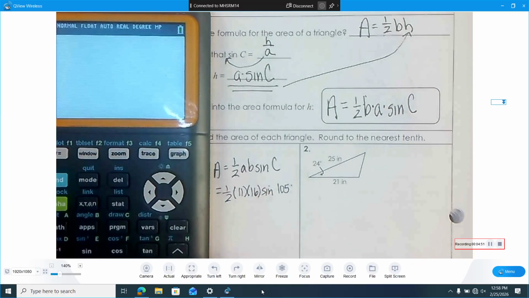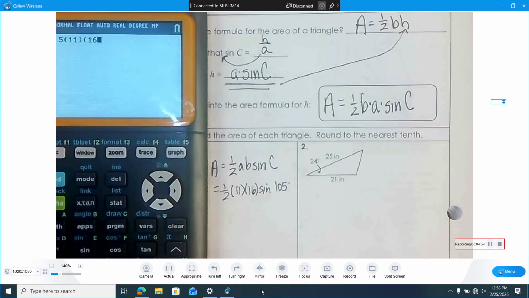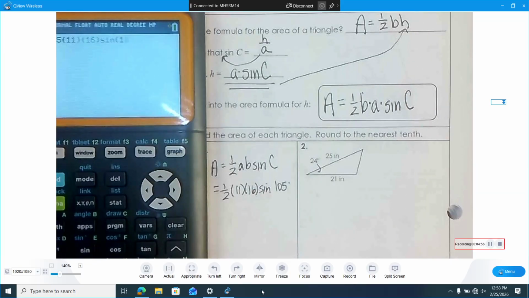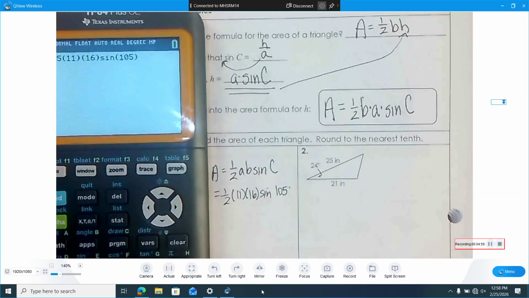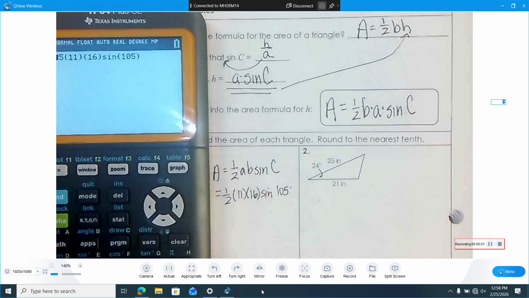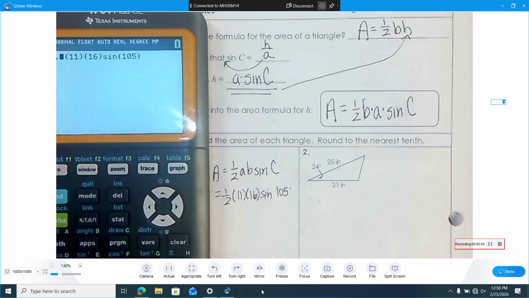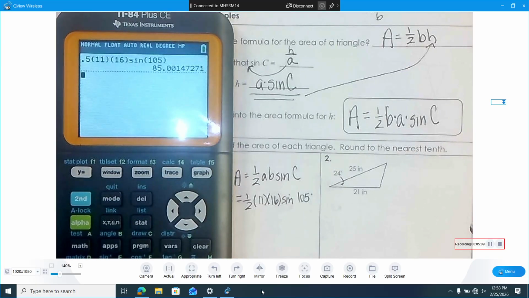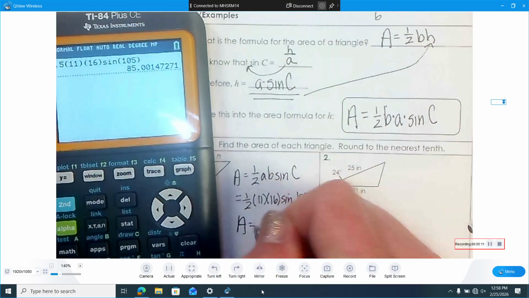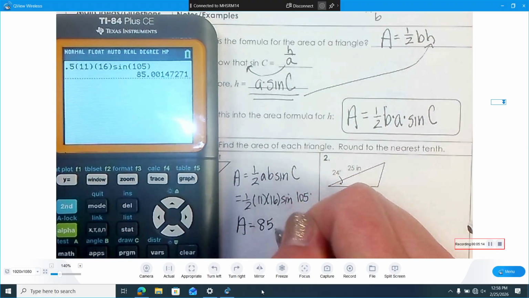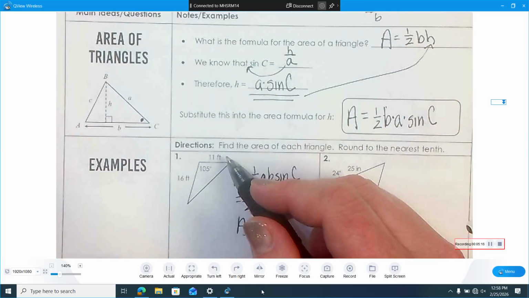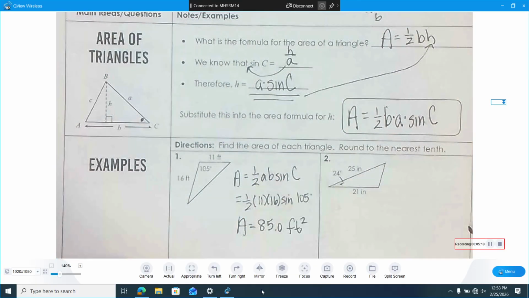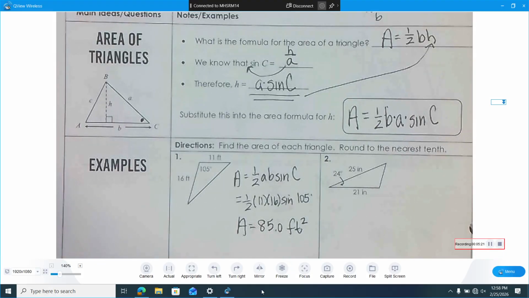Let's see. 0.5 times 11 times 16 times the sine. What mode should you be in? Degree mode. Is that a 0.5? That is weird. Okay, I got a colon. I didn't even know I could get a colon. Oh, okay. Funny. All right. Cool. So the area is 85.0. Let's see. We're talking feet. So this is square feet. How about that? That's pretty crazy.